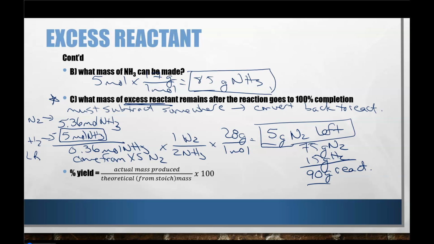And so it's a really good way of identifying how much excess stuff there is. But the biggest thing is you have to remember to subtract somewhere. And it just depends on what you have. There's no one right way or wrong way.